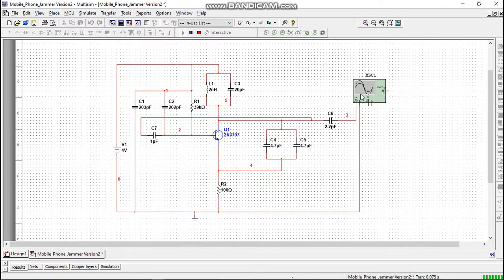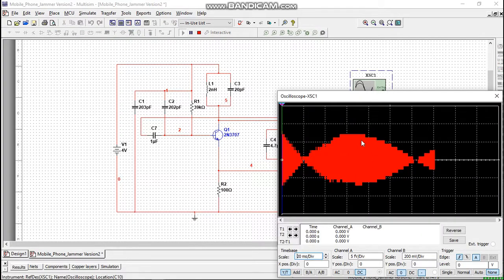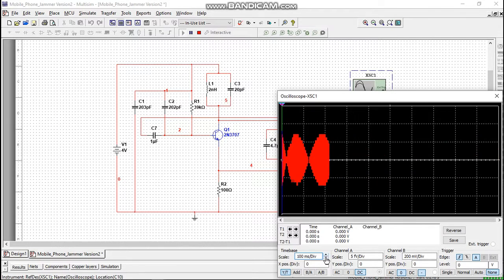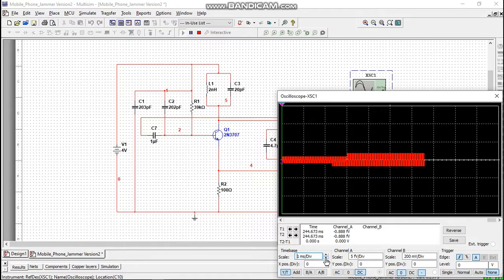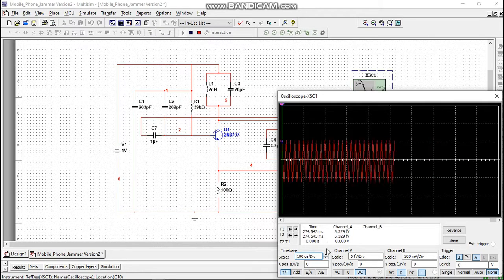When we run it, we can see that a signal is produced with varying amplitude, and on further investigation we can see that the signal is a triangular wave with varying amplitude. So this is our noise signal.